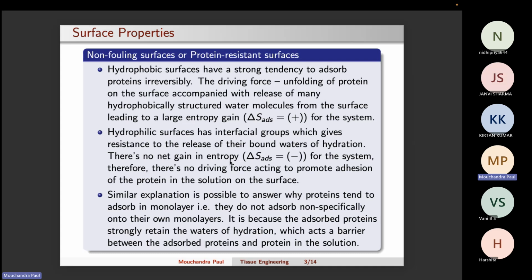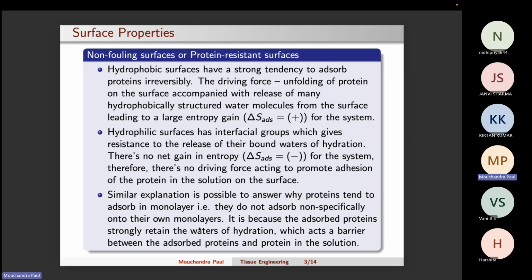All right. So the protein in the solution, like in serum, even if it comes close to the hydrophilic surface, it cannot adhere. Similarly, people have observed that on a surface where protein has adhered, it always adheres as a monolayer, meaning one layer of protein molecules has adhered, and on top of it another layer of protein molecules cannot form. So they do not adsorb non-specifically onto their own monolayers.